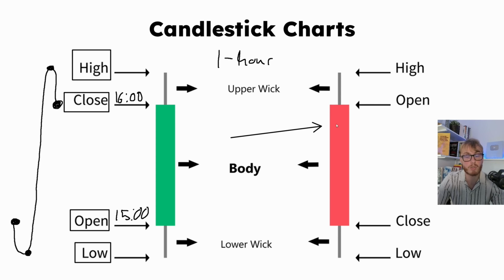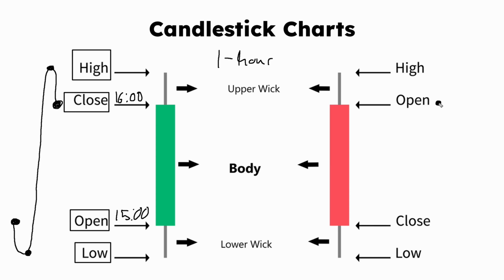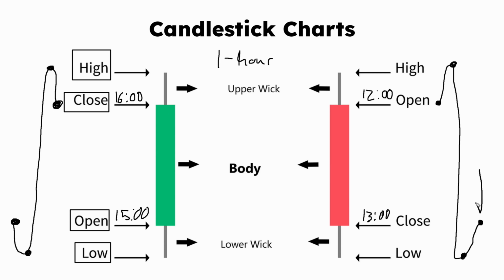And the same thing is true, but the opposite, for the red candle. So this candle opens right here. Let's say that this was at 12. It reached a highest point all the way up here, a lowest point all the way down here. But before the hour was over, the price bounced here. So at 1, the price was right here.